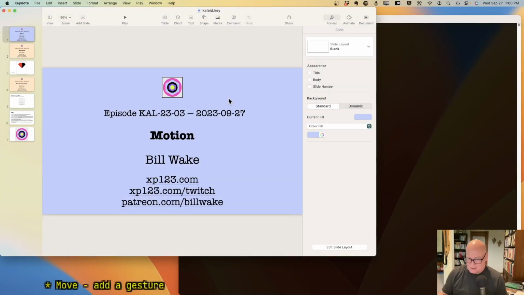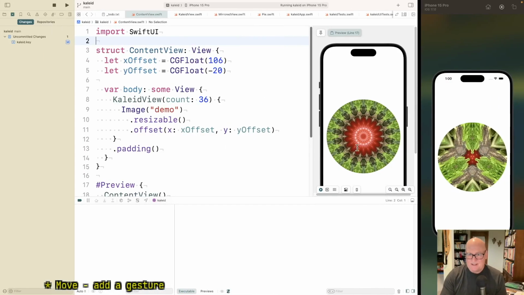We're here working on a kaleidoscope, and at the end of the day yesterday, we got the kaleidoscope actually viewing the way we wanted to view it. So this one's set up with 36 sides. This was one with I think 6, and it's gotten there.